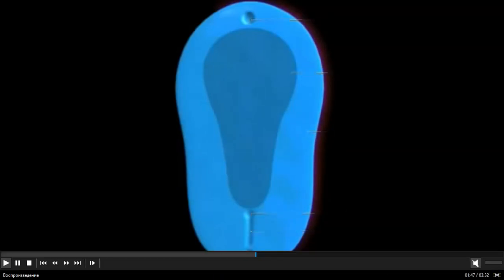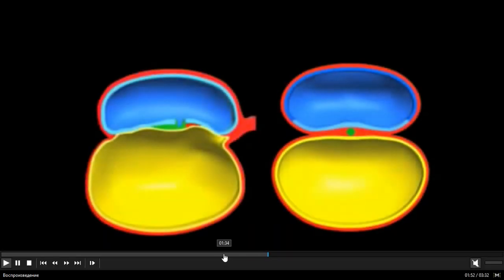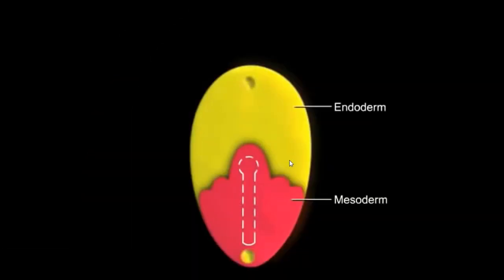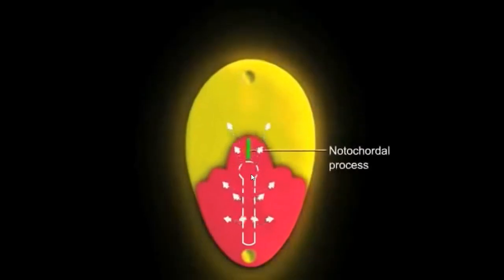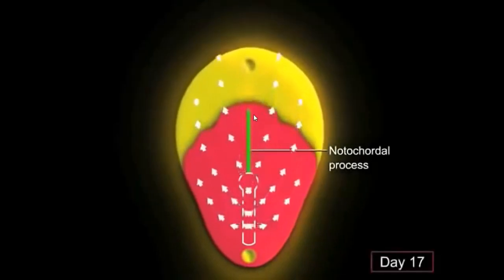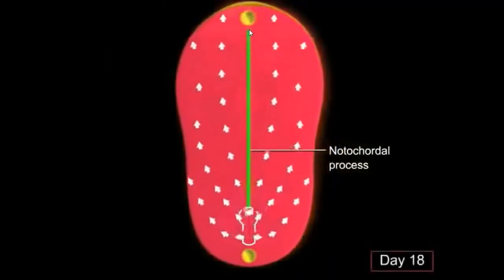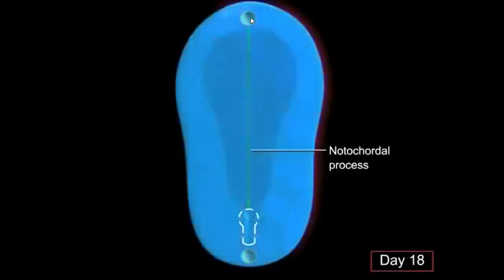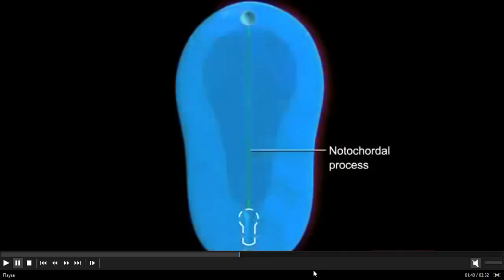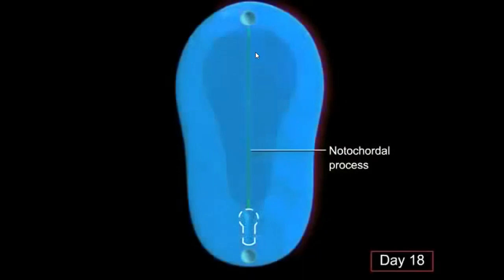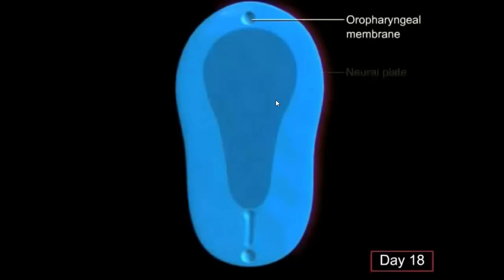Now, notochord formation. One moment, I have to show you here. Maybe you noticed that from the primitive pit arises a special structure, the notochordal process. This notochordal process is growing, and along with the mesoderm spreading, it reaches the oropharyngeal membrane and remains only here. How this process goes will be in the next part of this video, but you see the consequence of it.